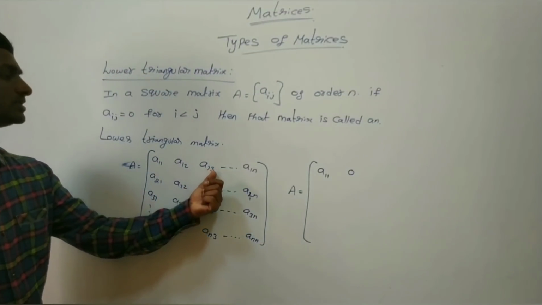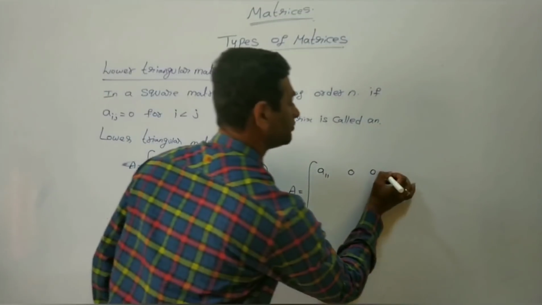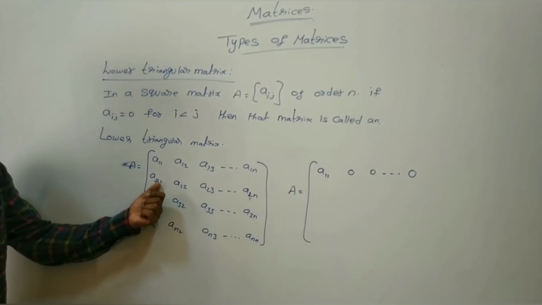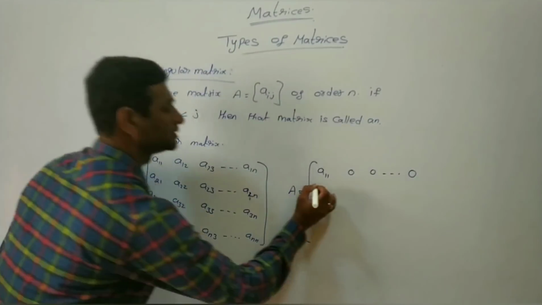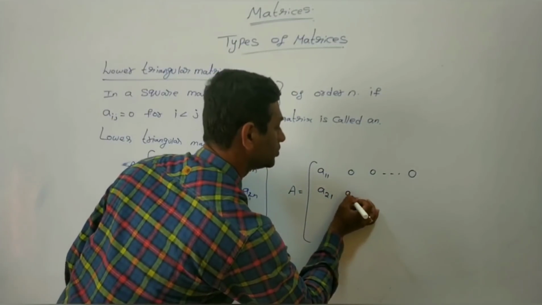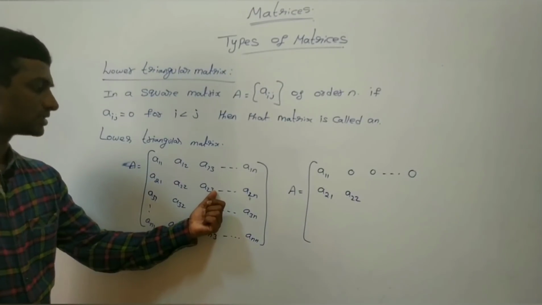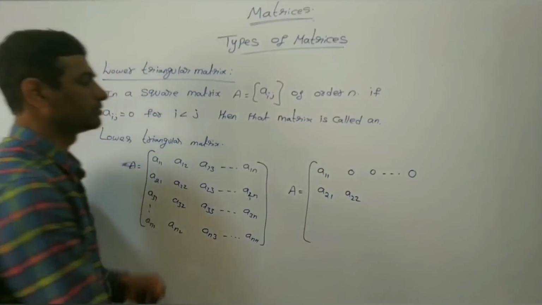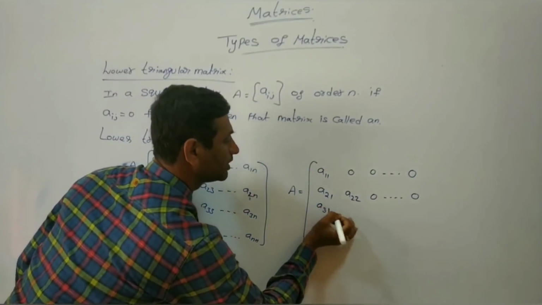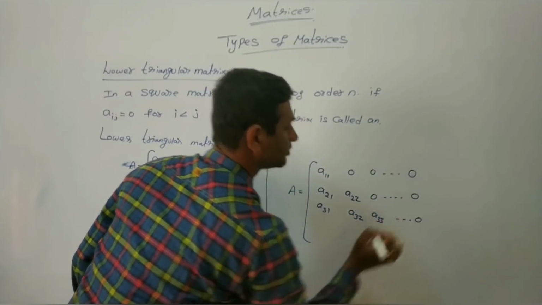A13, 1 is also less than 3, so it is 0. 1 is also less than n, so it will be 0. Coming to A21, 2 is not less than 1, it is greater than 1, so keep it as it is. A22, 2 is not less than 2, so keep A22. A23, 2 is less than 3, so the condition is satisfied, so it will be 0. Like this we can have 0, and A31, A32, A33, so on, 0.